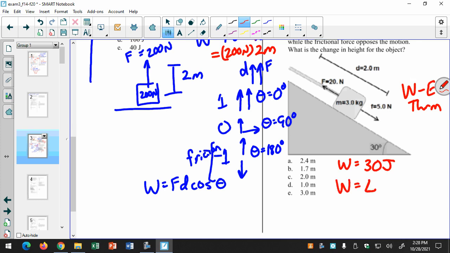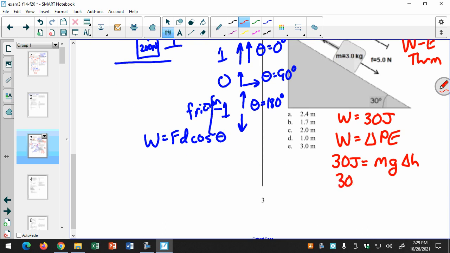Well, in this case, I'm changing the potential energy of the object. I'm putting this 30 joules of work into this object, and that's going to change its potential energy. That is 30 joules is equal to m times g times a change in the height. That's our equation for potential energy. So that's 30 is equal to the mass, which is 3, times 10 times delta h. So delta h is equal to 1 meter.